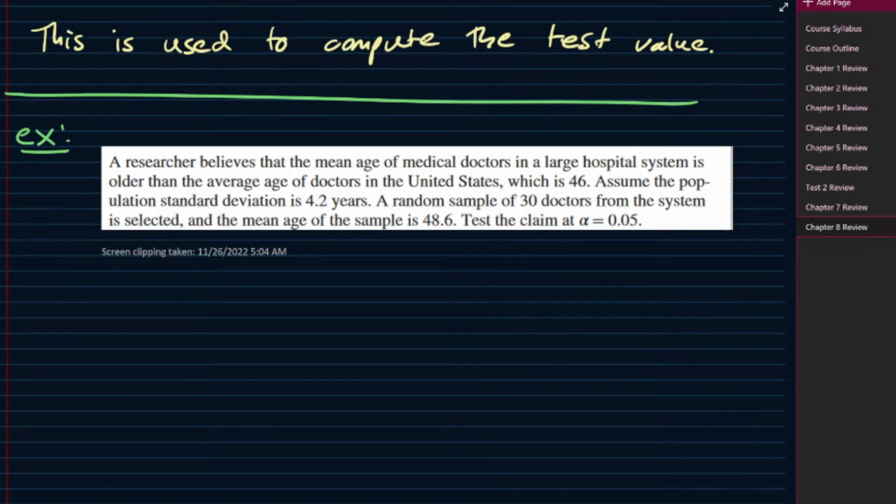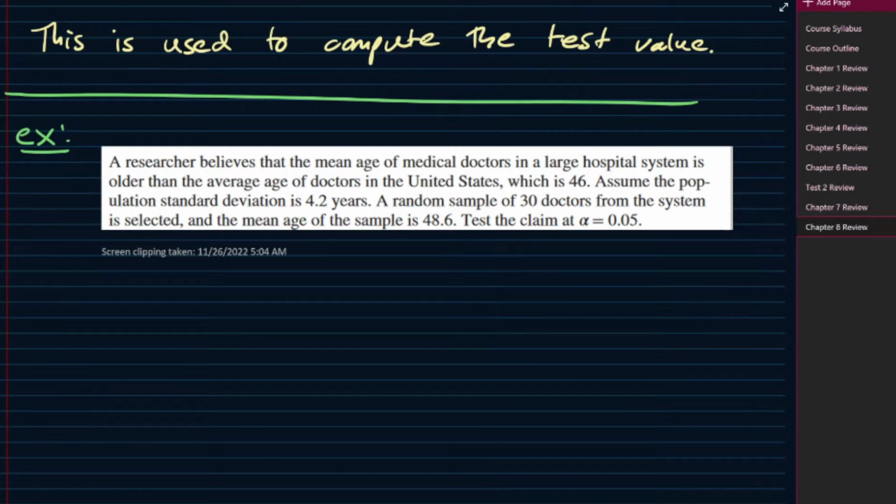So I've got a question here. A researcher believes that the mean age of medical doctors in a large hospital system is older than the average of doctors in the United States, which is 46. Assume the population standard deviation is 4.2 years, and a random sample of 30 doctors from the system is selected, and they find the mean age of the sample is 48.6. Test the claim at a significance level alpha of 0.05.